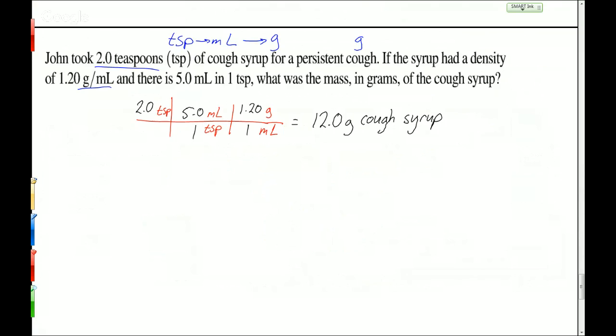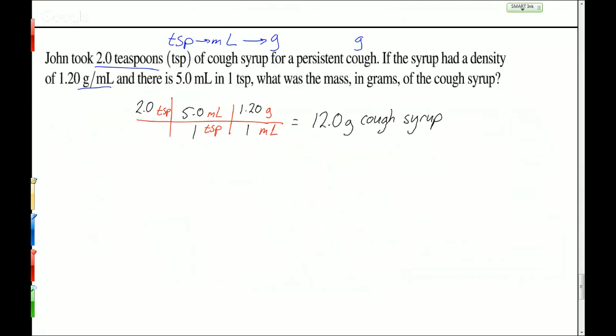So 12.0 grams of cough syrup. Now, when you've done this in the past, you may have been told something like, here's when you divide by density, or here's when you multiply by density. I think that that's confusing, and it's not worth memorizing. If you keep track of the units like this, you'll always get it right.